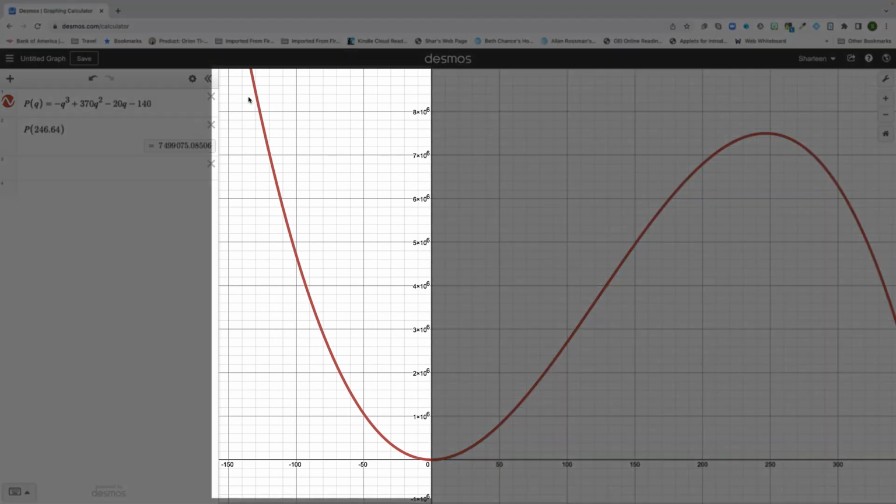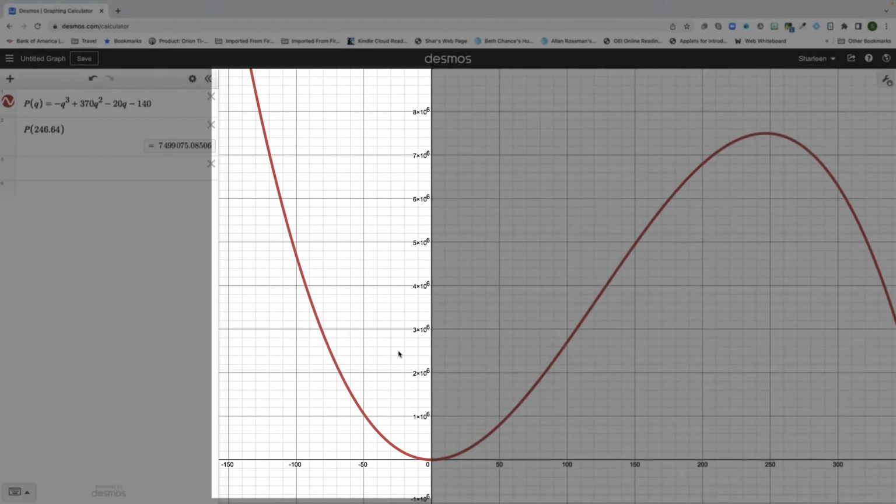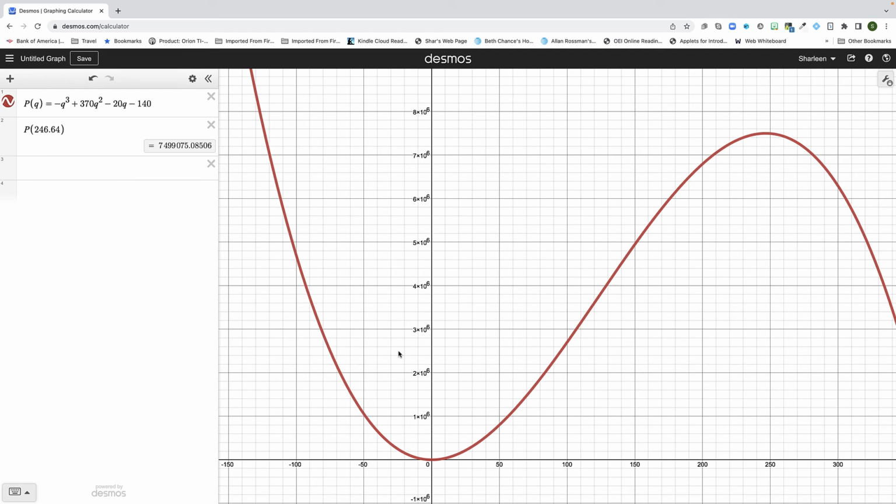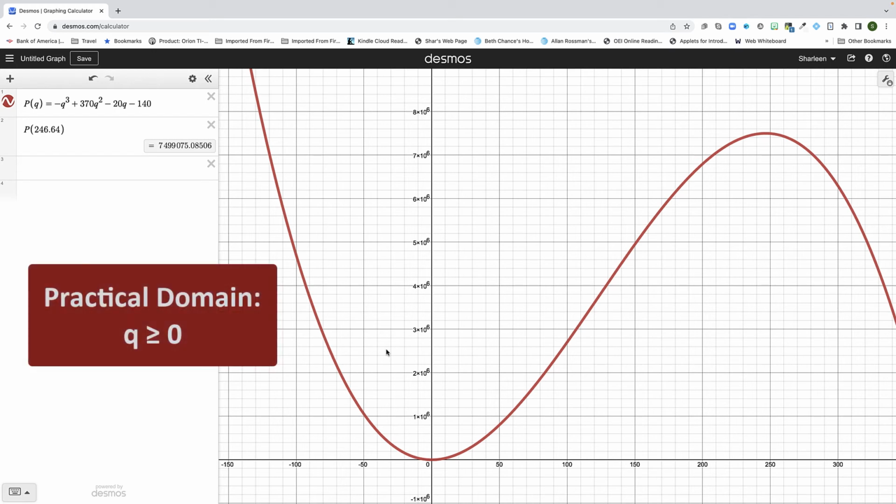You might be wondering, why didn't I consider values of Q or values of x that were over here on the left-hand side? Because clearly the profit function is higher on that side. While the polynomial is defined for those values, it doesn't make sense in terms of this setting. So if we're talking about Q representing the demand or the number of items sold, then Q is going to have to be greater than or equal to 0.